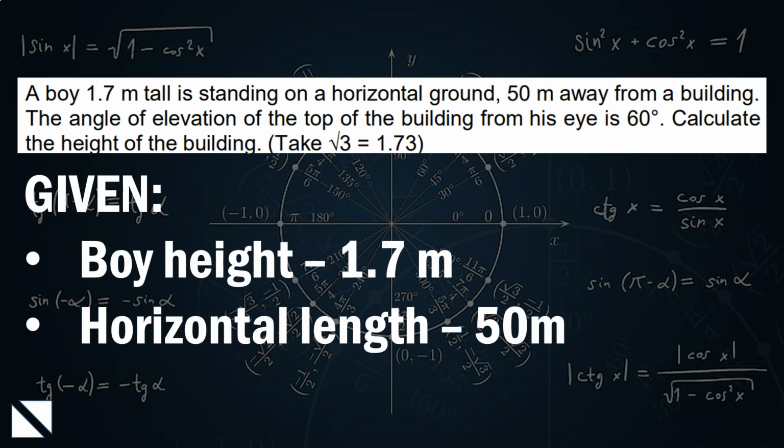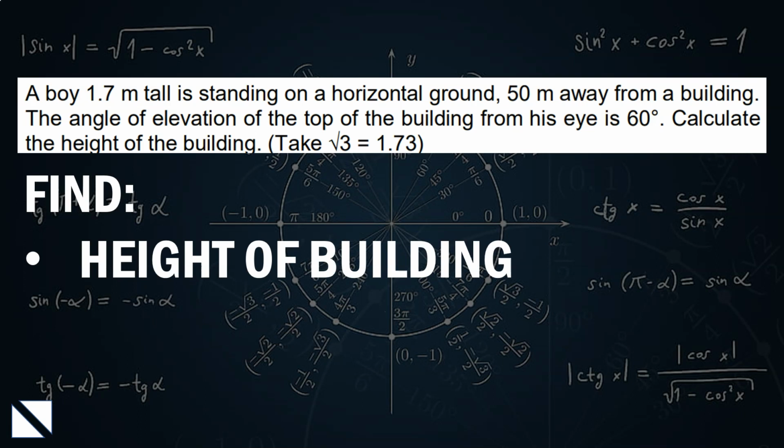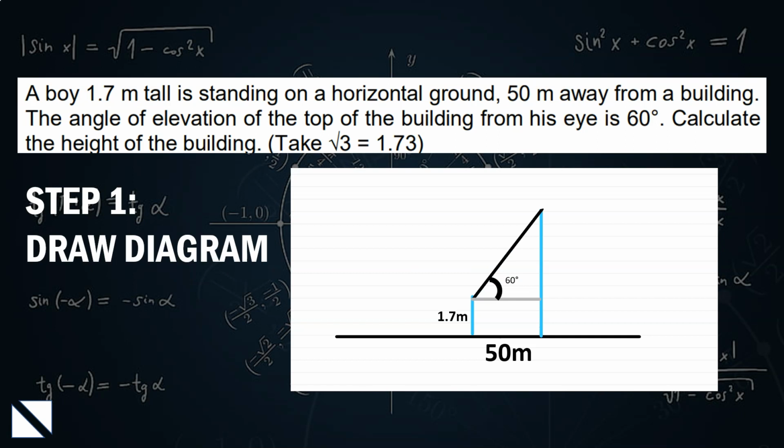So always break down the question to given and find. We're given the boy's height and the horizontal length between them and the angle of elevation. And we have to find the height of the building. So first things first, you have to draw your diagram. As you can see here, I made a simple skeletal diagram with just points and lines. We have a horizon ground. We have the boy. We have the angle of elevation. Now remember, it said the top of the building from his eye. So we have to consider from the top of 1.7 meters. So the height of the building will also include the height of the boy plus the height of the altitude of the triangle.